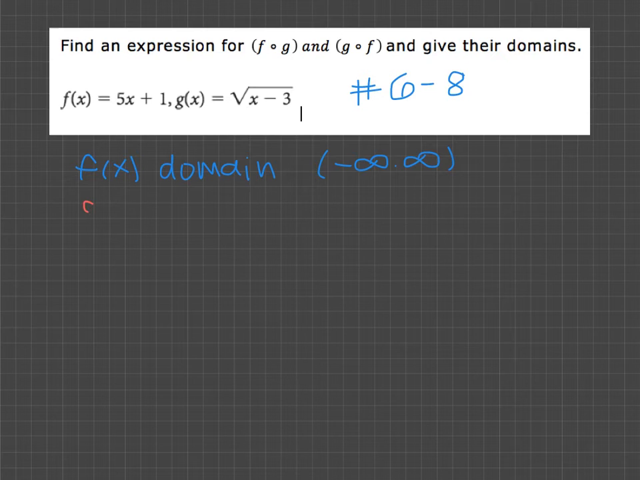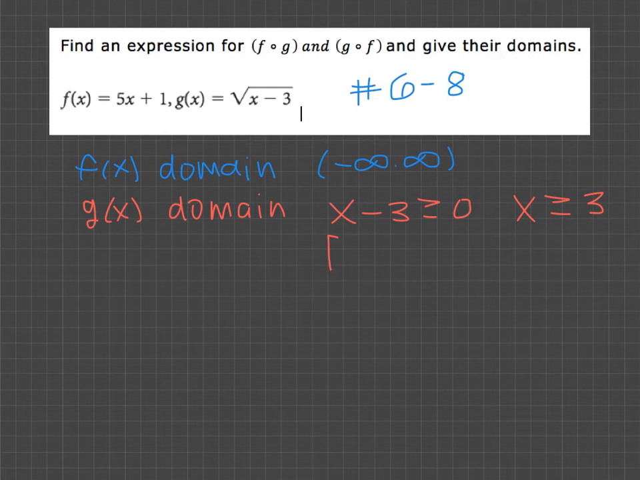For g of x, we do have a restriction on the domain because we've got a square root. So we want x minus 3 to be greater than or equal to 0. We don't want it to be negative. So we want x to be greater than or equal to positive 3. So in interval notation, we have bracket 3, infinity.